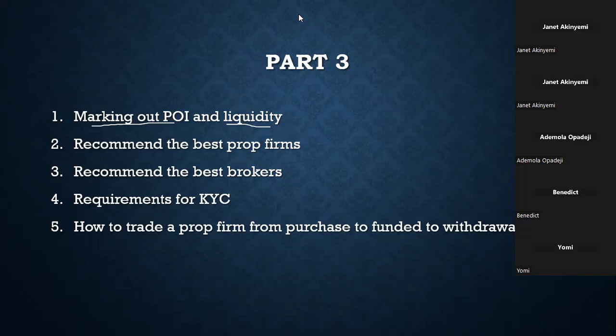So consolidation high, consolidation low are areas of liquidity. So automatically, Asian highs, Asian lows, they are areas of liquidity. Okay. Aside from Asian highs and Asian lows, old highs as well and old lows are areas of liquidity.